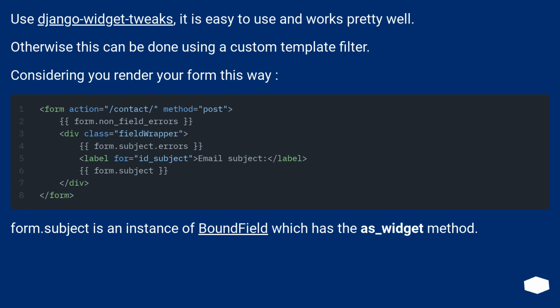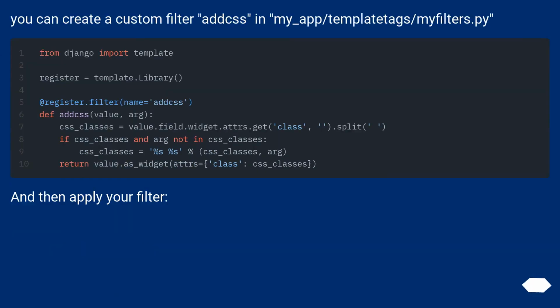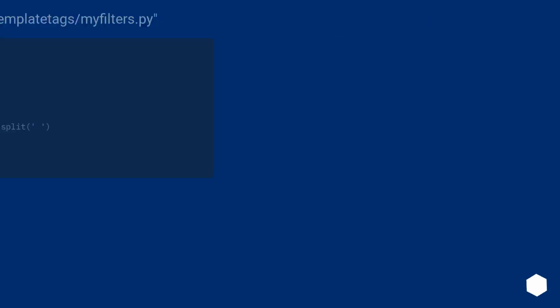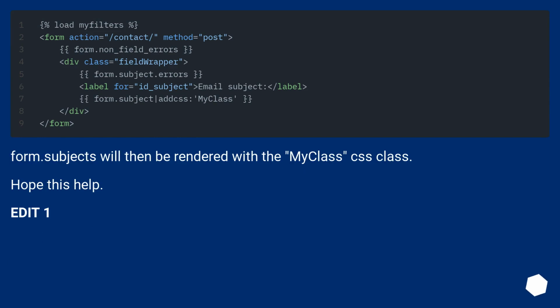Form.subject is an instance of bound field which has the as_widget method. You can create a custom filter in my_app/template/myfilters.py, and then apply your filter. Form.subjects will then be rendered with the myClass CSS class.